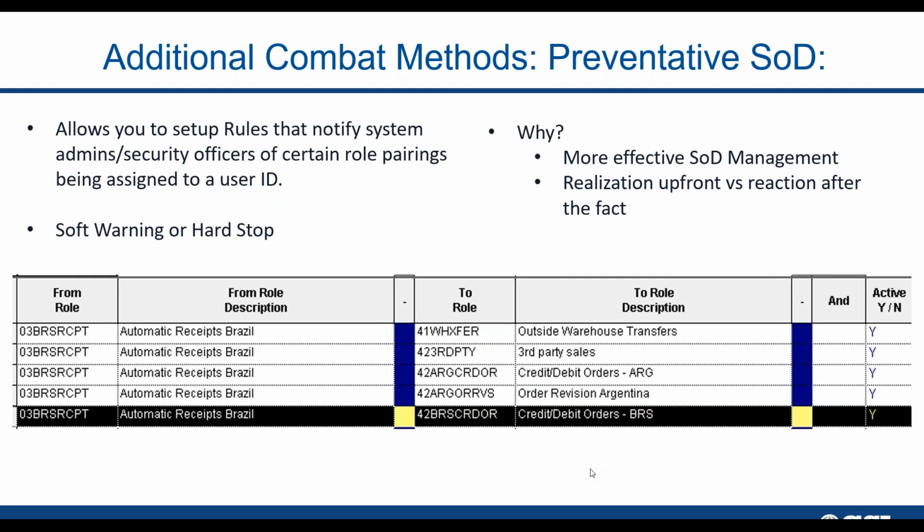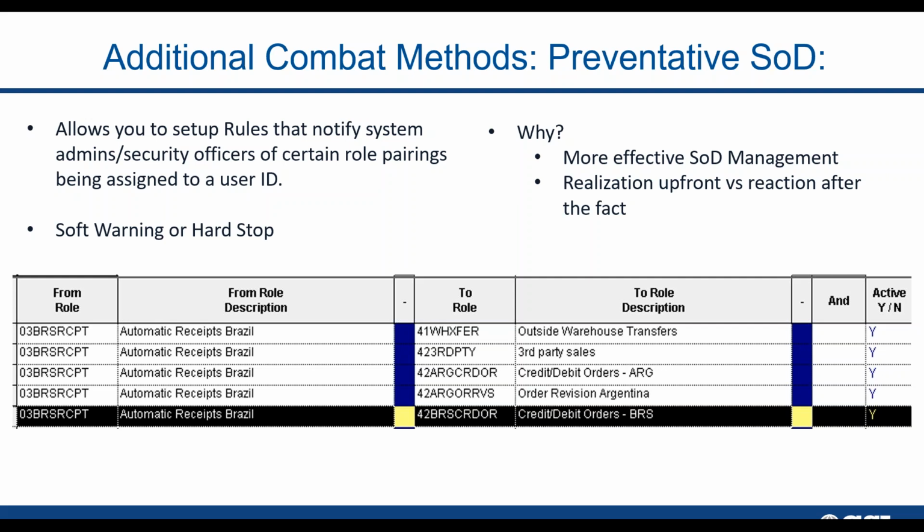If a user has this role assigned and they get this role assigned, so now meaning they have both of these roles, take the receipts for Brazil here and the credit orders on the right side. If they were to have one of those and then get the other one assigned, depending on how you have it set up, you would get the soft warning or the hard stop. Now, as you can see here, I showed a few receipts.